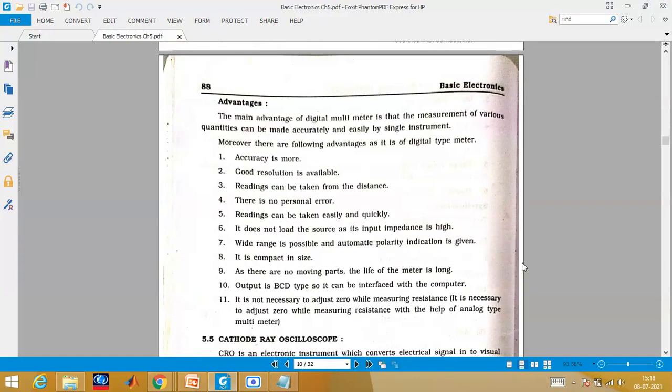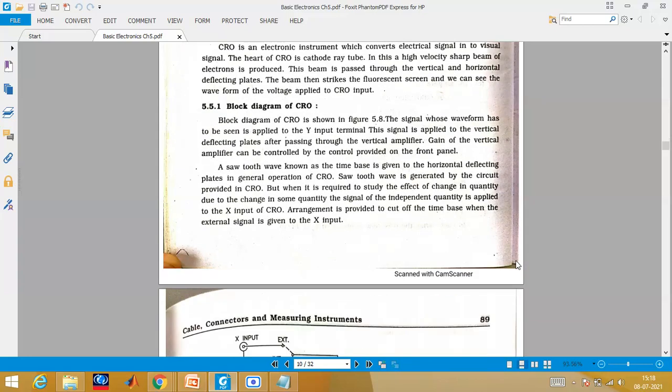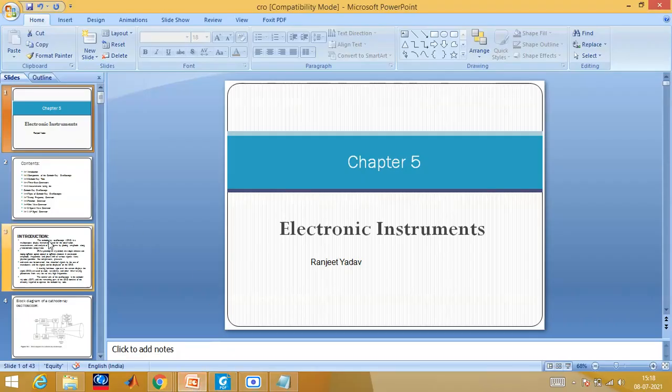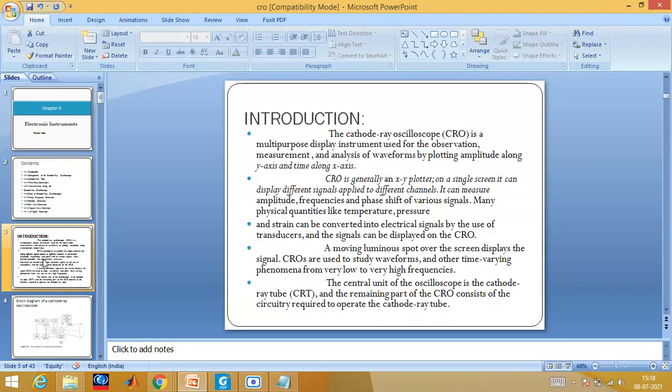Now let us try to understand in detail. First I will try to show you the block diagram. I have prepared a PPT. So let's see.